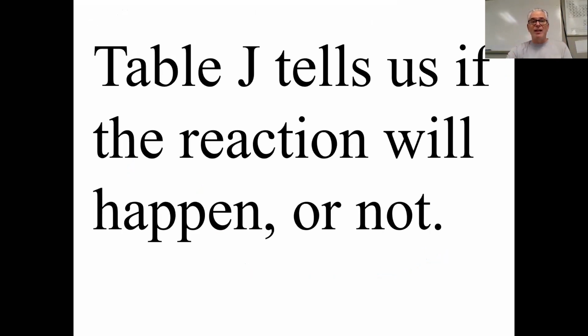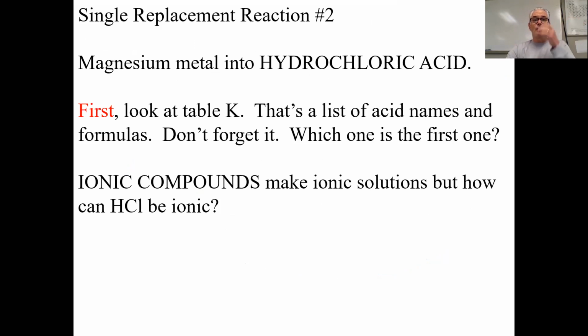Oh, table J. I already talked about it, though. So here's another reaction. On my website, arbusto.com, there's an article called Single and Double Replacement Reactions. This reaction is a one-minute video, so you can see it happen. Magnesium metal, which is silver shiny, you saw it in class, I've shown it to you. We're going to put it into hydrochloric acid, and that's going to be the reaction.